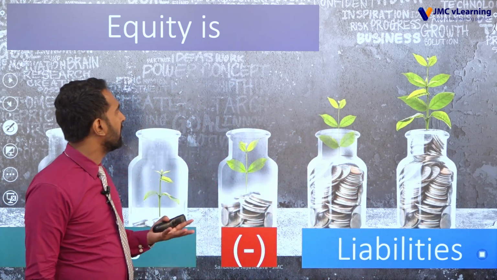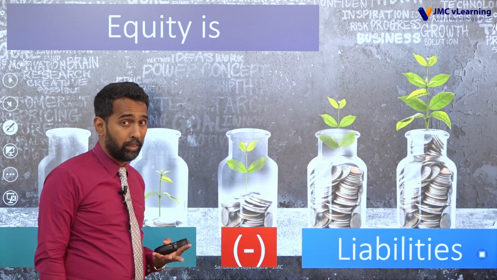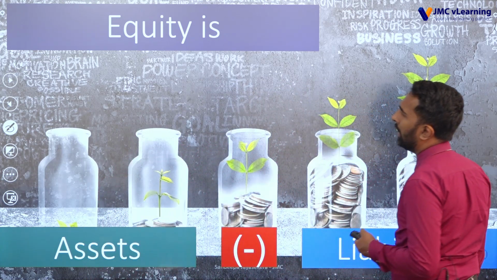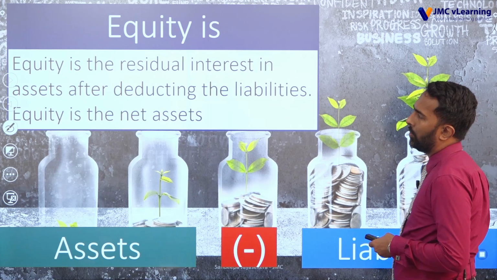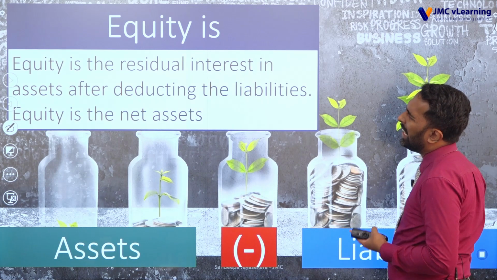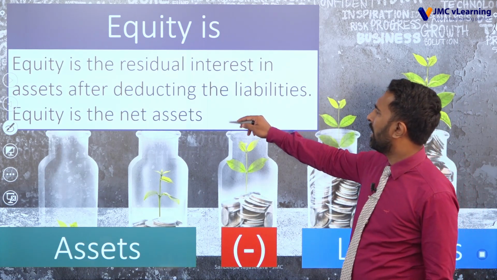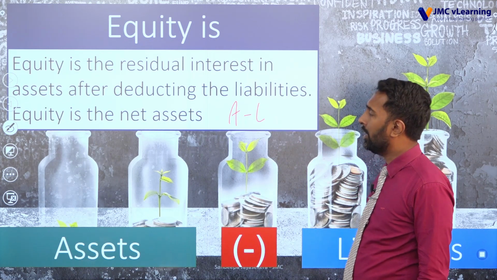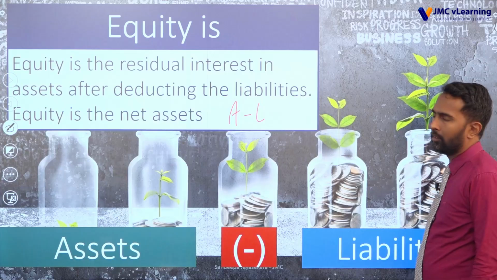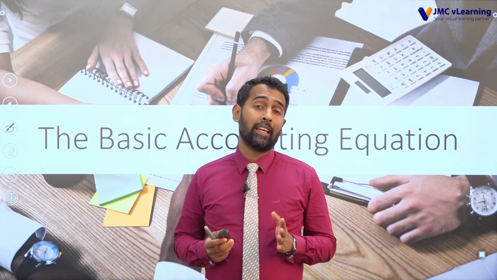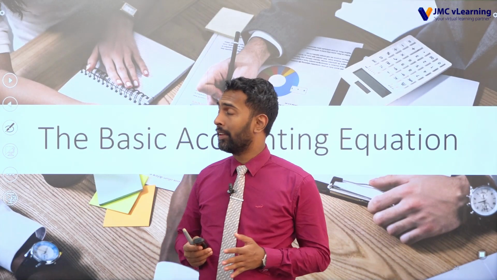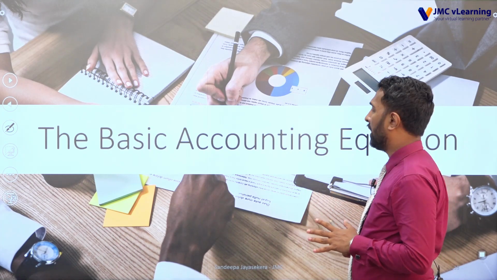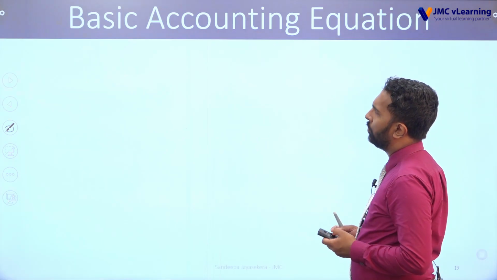In other words, we say equity is the residual interest, whatever remains after deducting liabilities from assets. Okay. And we even say equity is the net assets. Why? Assets minus liabilities is the net assets, no? Right? So we say the net assets is also the equity. Now we know what is an asset, what is a liability, and what is equity. Now we can create the basic accounting equation. So let us move on.